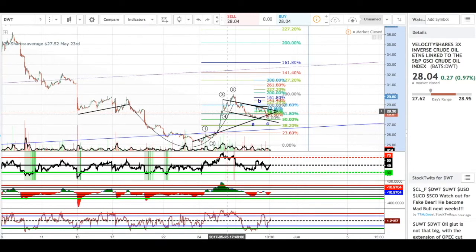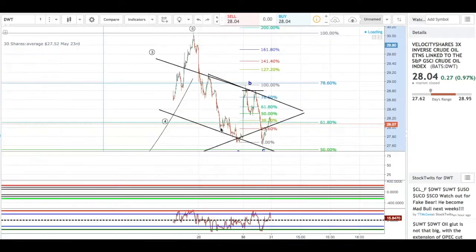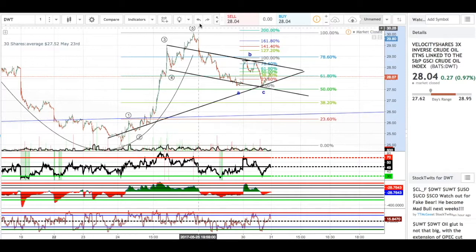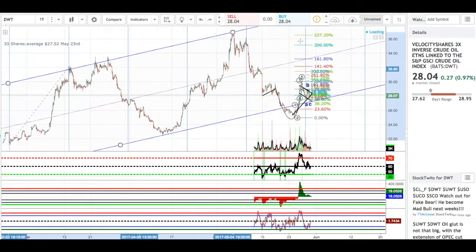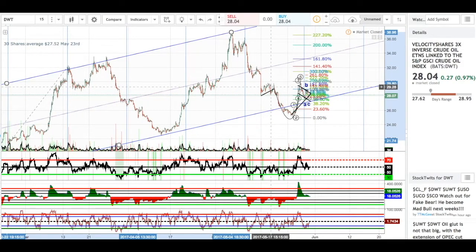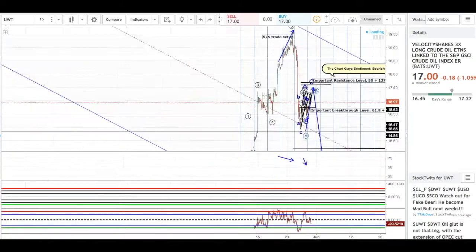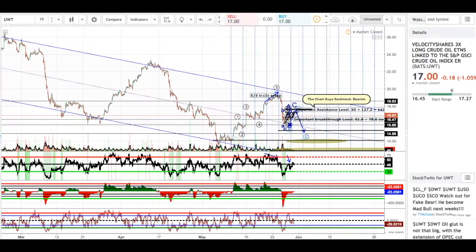We've got this cup and handle playing out right now. We have a 1, 2, 3, 4, 5 move, and I think that we just set in our A, B, C corrective move now as we reach this apex, and I think that we're going to break out and move up much higher. Again, I think we're going to move higher because of this upwards channel that we have taking place here. Let's move on to the UWT just to see the inverse of it.